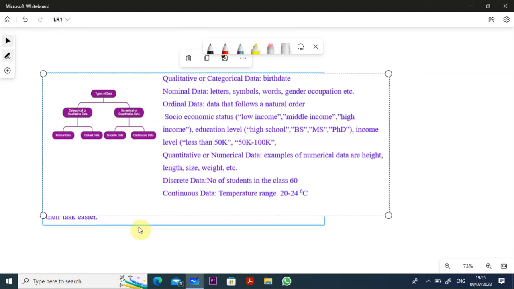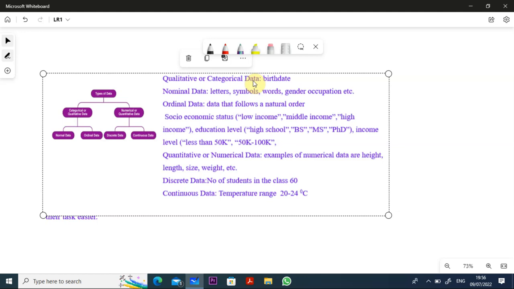Now let us study one by one, taking various examples so we can understand. We start with qualitative or categorical data. For example, the birth date. Suppose my birth date is 3rd January 1960. Is it a number? No, it is never a number. So these are categorical data. But 1, 2, 3, 5, 20, 80, 90 are numbers. 3rd January 1960 is not a number, and this type of data comes under categorical data.